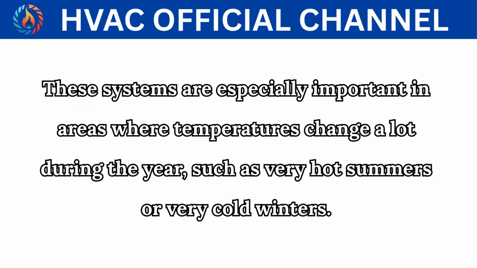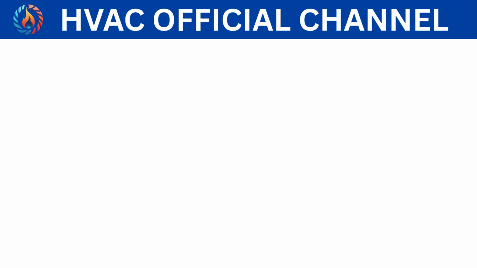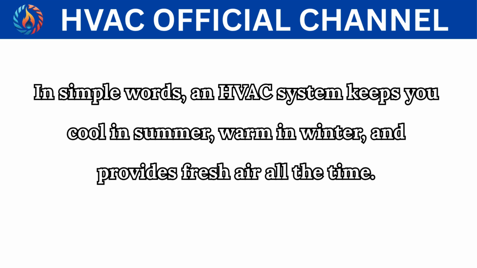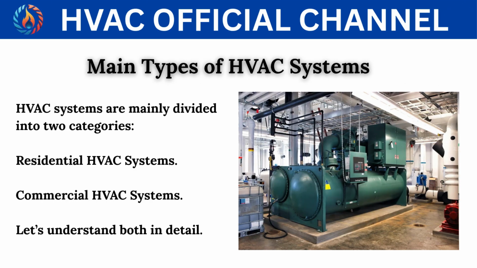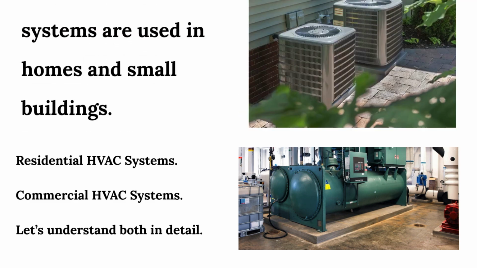These systems are especially important in areas where temperatures change a lot during the year, such as very hot summers or very cold winters. In simple words, an HVAC system keeps you cool in summer, warm in winter, and provides fresh air all the time. Main types of HVAC systems. HVAC systems are mainly divided into two categories: residential HVAC systems and commercial HVAC systems. Let's understand both in detail.